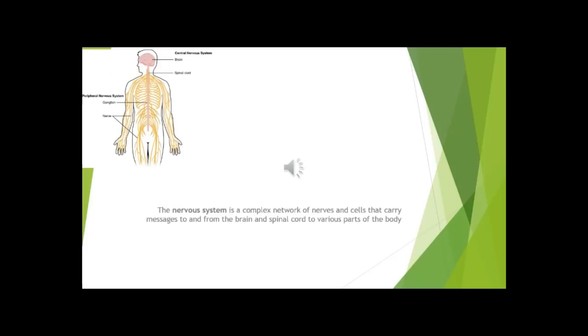The nervous system is the network of nerve cells and fibers that transmit nerve impulses between parts of the body, which consists of the central nervous system, the peripheral nervous system, the cranial, the autonomic, etc.